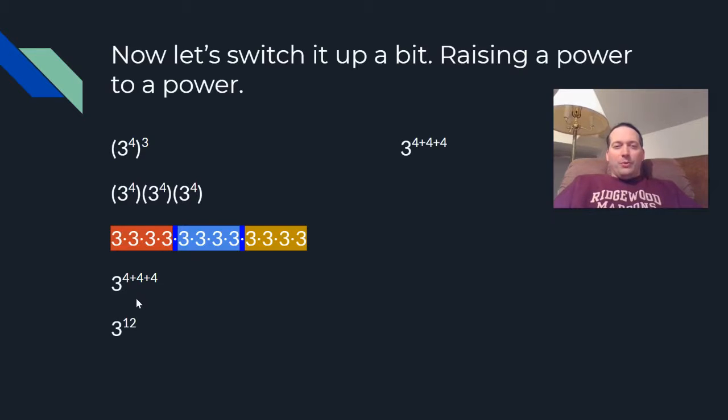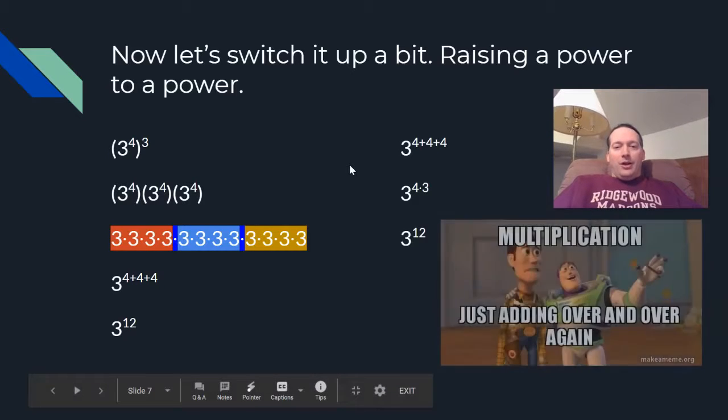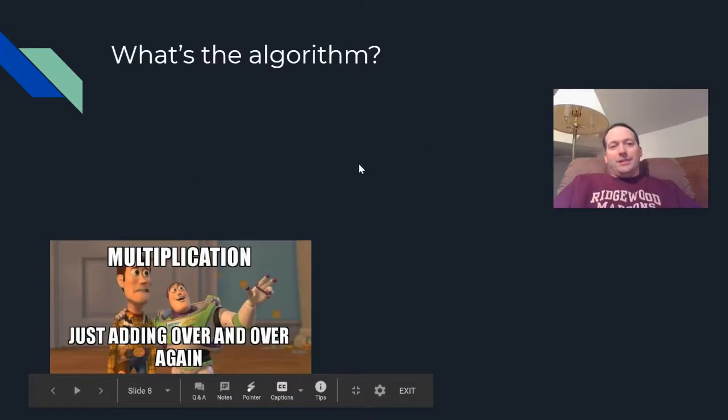Isn't 4 plus 4 plus 4 repeated addition, which also happens to be multiplication? That would be a yes. Okay. So it comes out to be 3 to the 12th. So, yes, multiplication is just adding over and over again. Kind of fun. So what's the actual algorithm here?